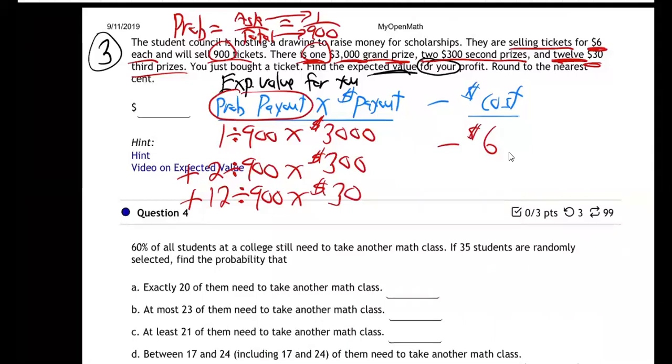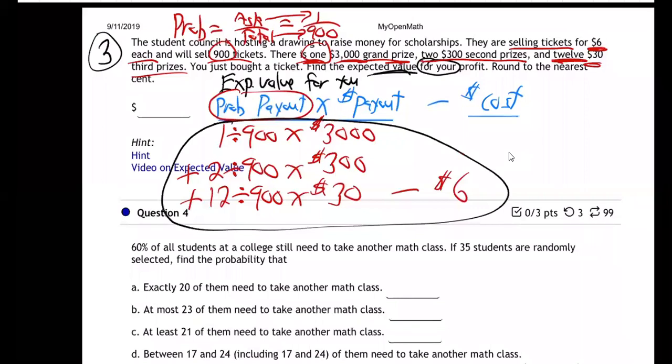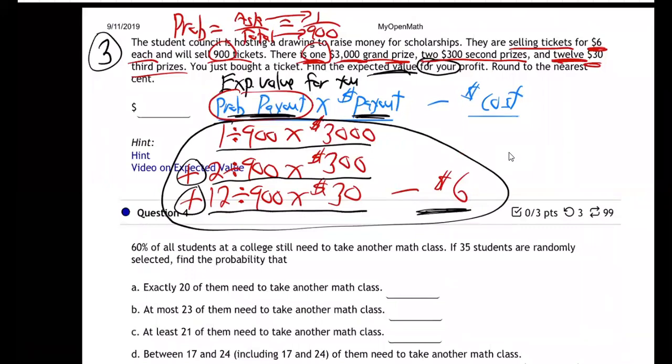And then at the end, I'll just move this down here. At the end, you have to subtract the $6 cost. So there it is. There's what you want to do on your calculator. Notice I'm using the expected value formula on the exam two notes, which is probability of each payout times the dollars for each payout. So 1 divided by 900 times 3,000, plus 2 divided by 900 times the $300 payout, plus 12 divided by 900 times the $30 payout, minus the cost of $6.